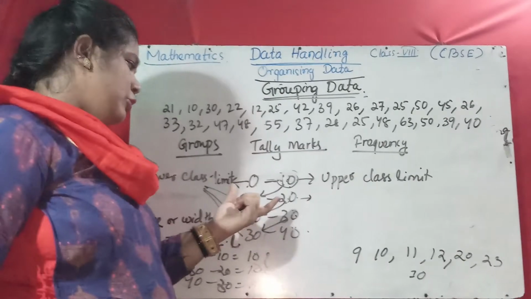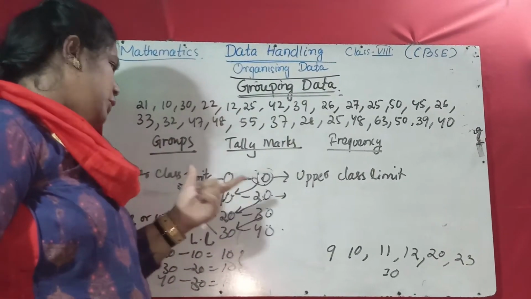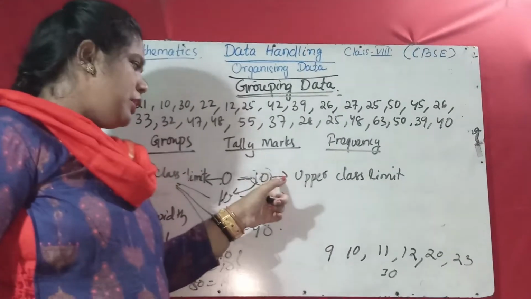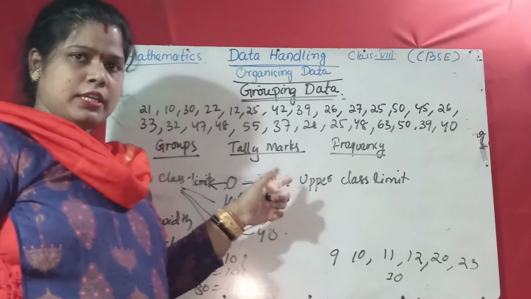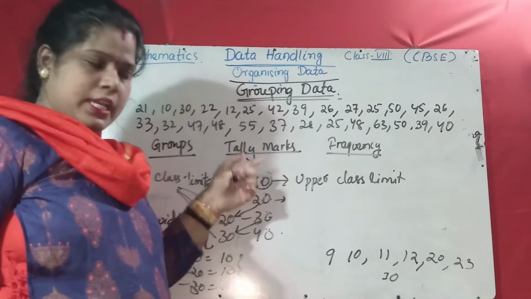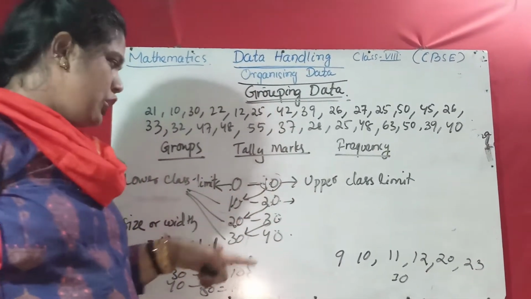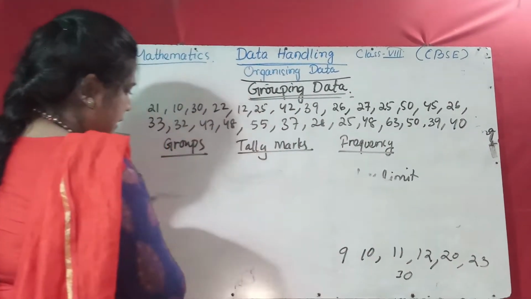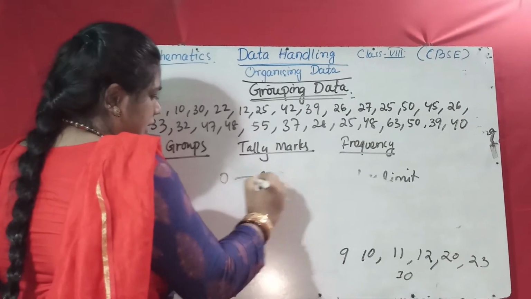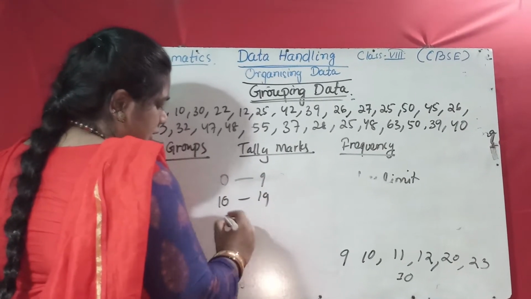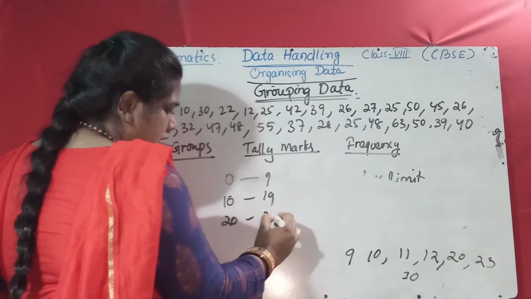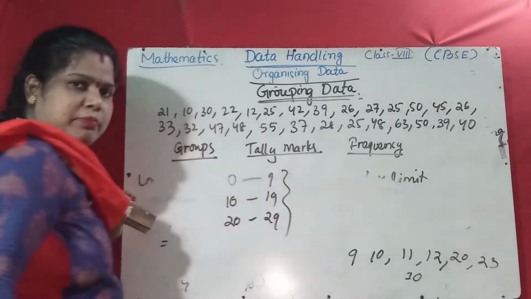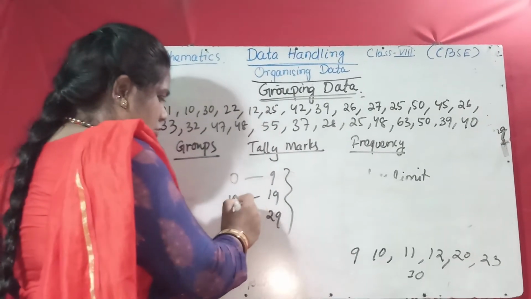So you will make a group, then upper limit, lower limit you must know. The upper limit number must not come in the group. Okay, that will come in the next group. Suppose the group you make like this: 0 to 9, 10 to 19, 20 to 29. This type of group can also be made.